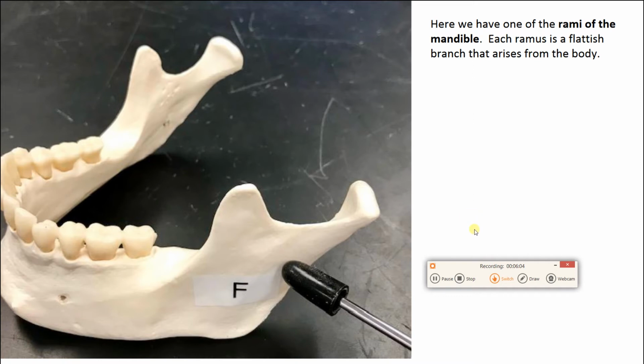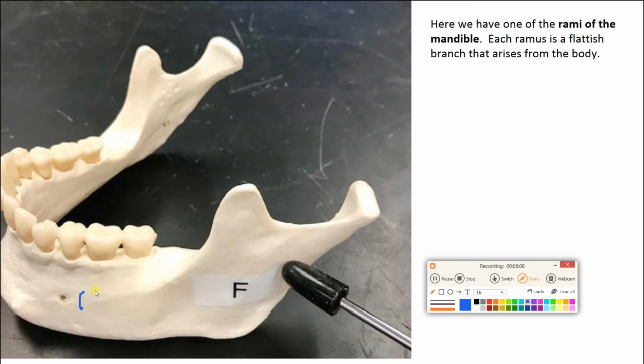All right, when the body starts going upward, so I'm going to write the word body on the body here. So this is the body. And the body right here starts an upward stretch. And this upward stretch is called the ramus of the mandible. The word ramus means branch. It's kind of a flattish branch that extends from the body. And it's doing it on each side. We can see another ramus over here.